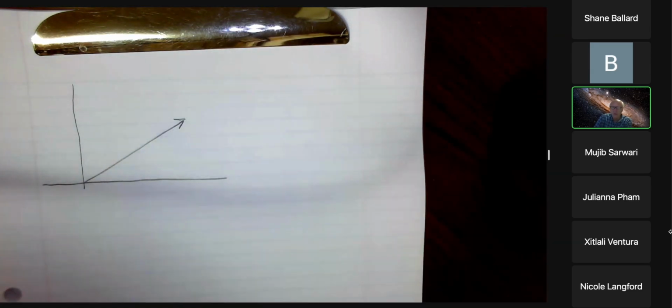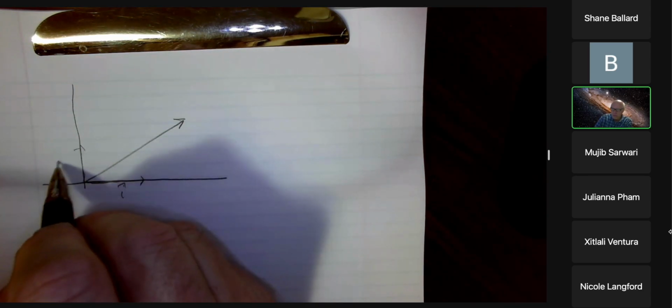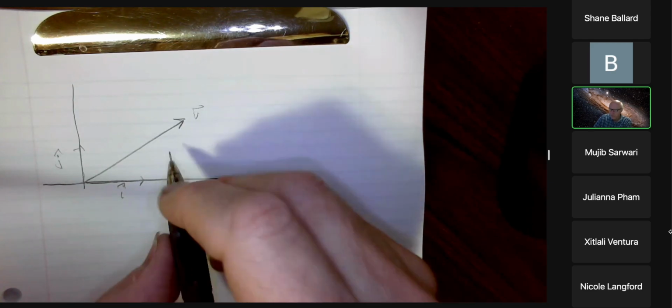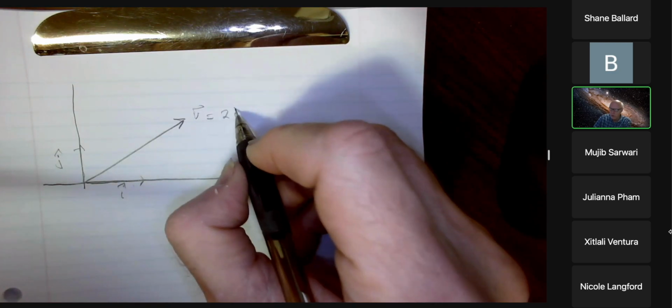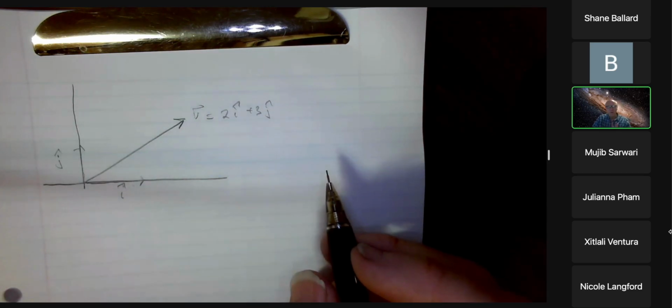So let me consider this. We draw a vector in standard XY graphs. We call this the i vector that you're familiar with. This is also the j vector that you're familiar with. This is vector v. Remember, I can always express this as so many i's plus so many j's. Let's suppose that this is just 2i plus 3j. You've all seen something like that.